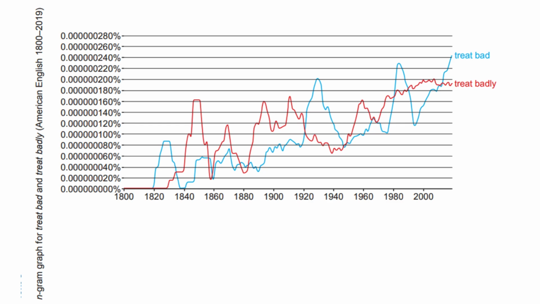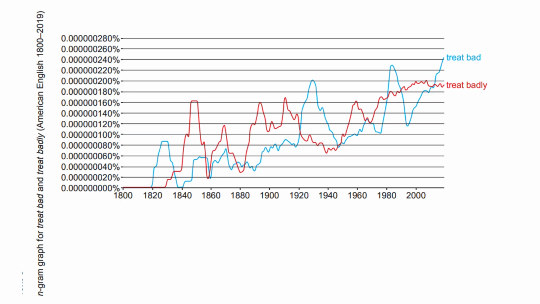The red line representing treat badly shows a more fluctuating pattern. It starts with a higher frequency than treat bad in the early 1800s, but then experiences a decline. It shows some fluctuations throughout the 19th and early 20th centuries, and then decreases significantly towards the end of the 20th century. In the early part of the period, treat badly appears to be the more common phrase.